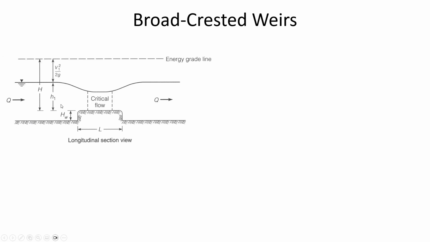But then this is just saying that we measure some height, the height above the weir up to the energy grade line. And so here H is the specific energy, because remember, specific energy is the depth plus the velocity head. And so this energy grade line is, the velocity head is the gap between the water depth and the energy grade line.